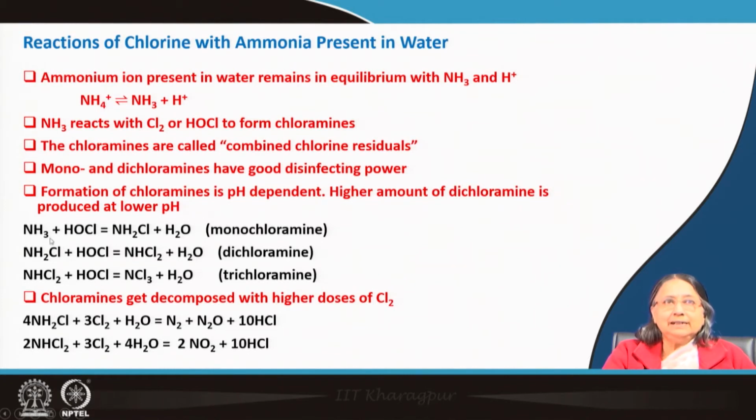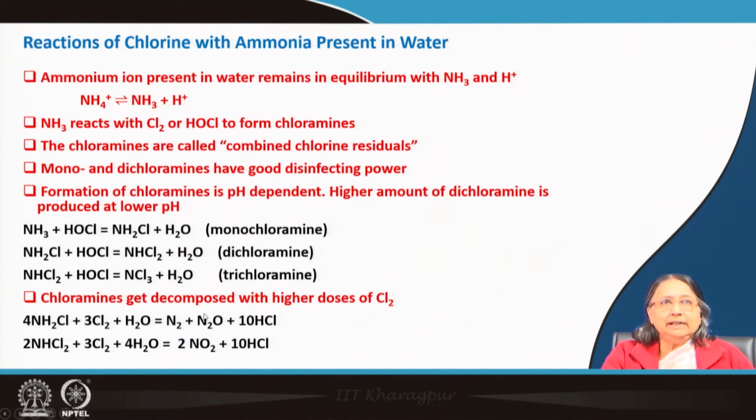So, what is the reaction? NH3 plus HOCl gives monochloramine. Mono means one, so one chlorine is there. With further reaction it gives dichloramine, where two chlorine atoms are there, and then trichloramine, which is a very toxic substance. Mainly these two are formed.